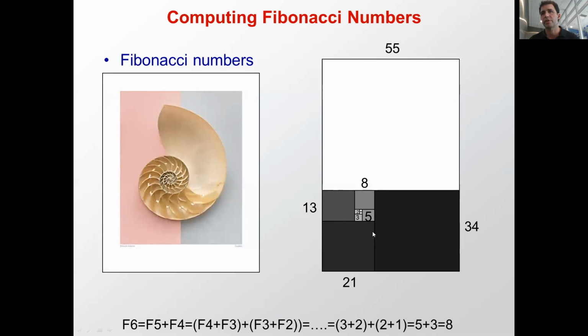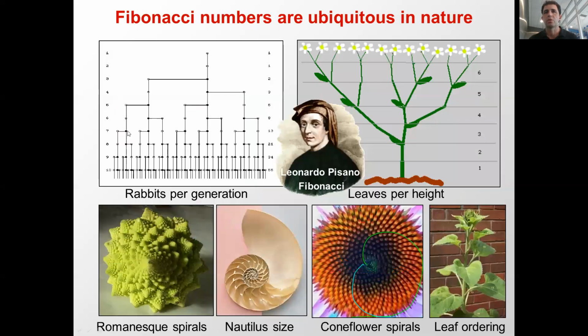You can see here how this is in fact computing the sides of increasingly large squares. And in fact, this draws a perfect Nautilus spiral. Because of this very simple property of summing up the last two numbers, Fibonacci numbers are actually pervasive in nature. If you look at the number of rabbits per generation, if rabbits take one generation to come of age, and you start with a pair of rabbits, they have one pair of children, and then by the next generation, they start procreating.